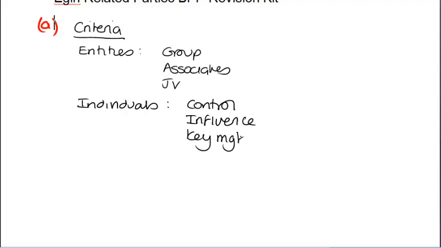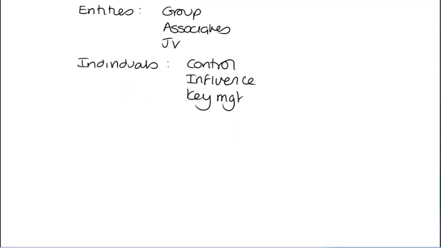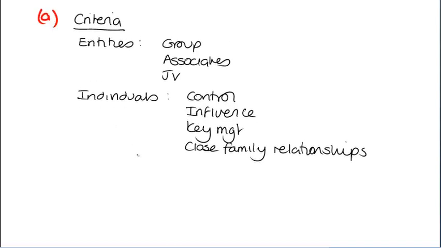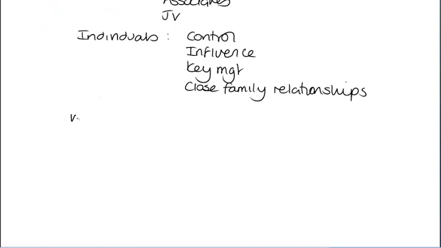key management. Notice there's only 5 marks here, so don't write lots, because that's not going to generate extra marks. Always look at the number of marks available and just write 2 lines on each of the main areas. And close family relationships. But the question then says why it is important. So we've been through the criteria, then attempt the second part. Why important?